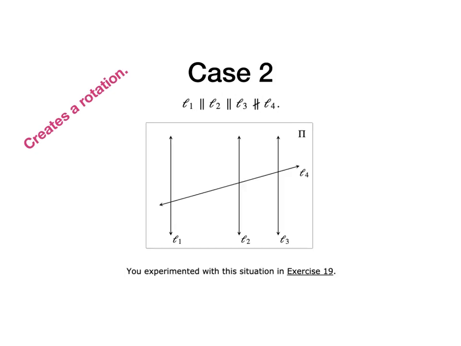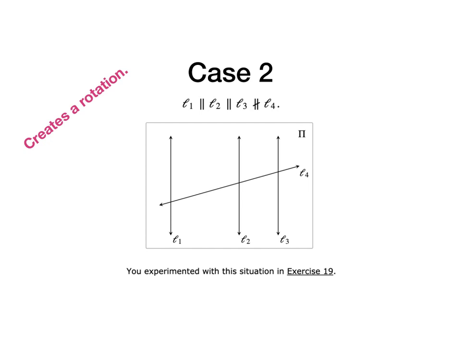In case 2, I have 3 lines that are parallel and 1 of which is not. This always turns out to be a rotation. So if you can imagine, I have my figure translating over these 3 lines, and then when I reflect over the line that's not parallel, what happens is I end up rotating my figure.